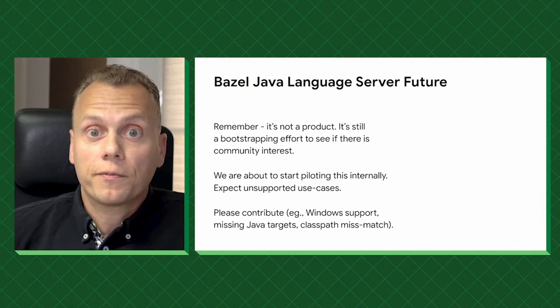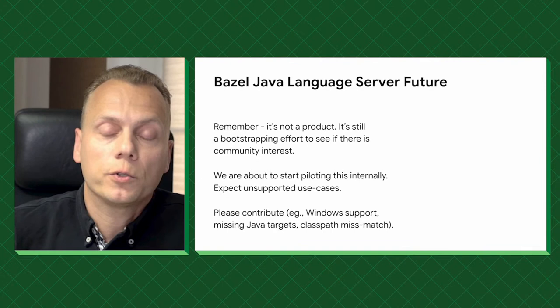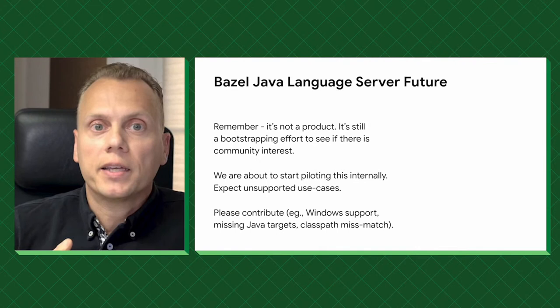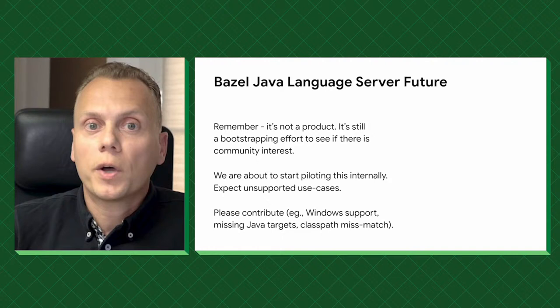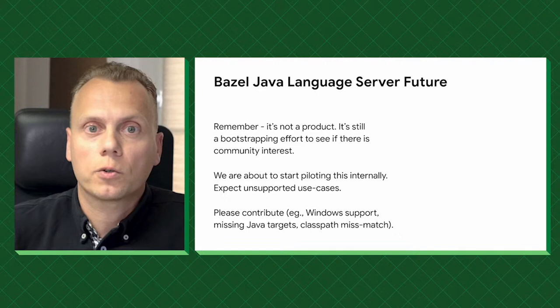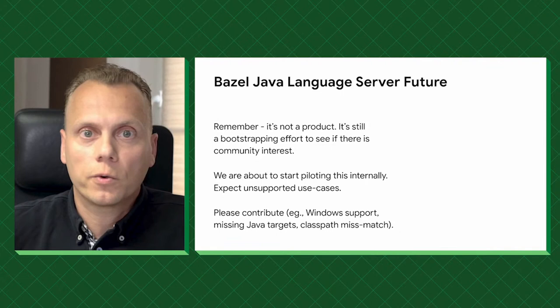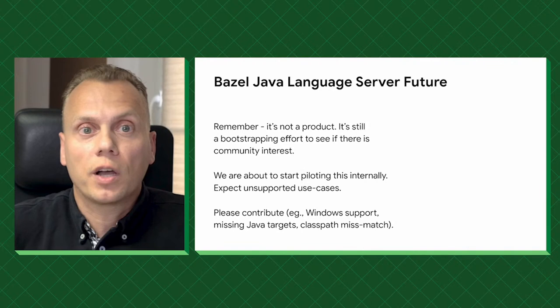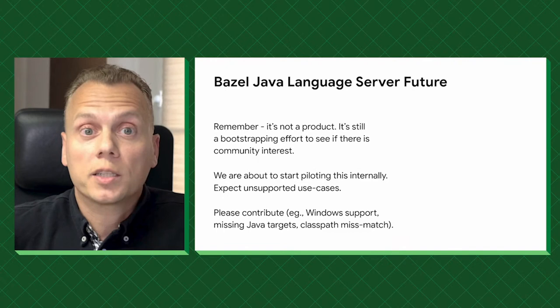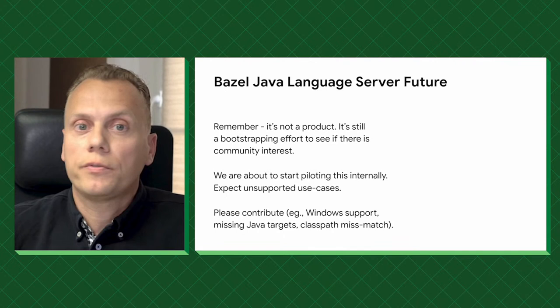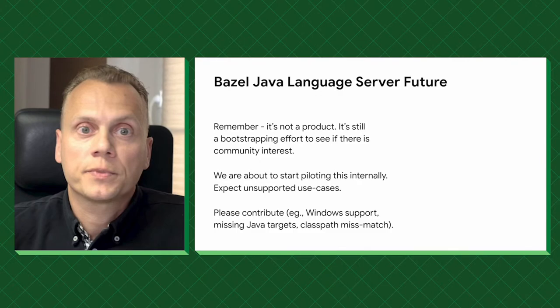The other thing that we're looking at in the future for the Bazel language server is that we want your feedback. If this is useful, if there's interest in the community in this effort, if there's someone interested in moving this forward with us, then we're totally open to collaborating on this. Specifically, there are things like Windows support that we're not testing the language server with. Also, if you have more complicated Java-based projects, we want to hear from you and possibly see your contributions, how the class path is working out for you, or if you're experiencing a lack of support for specific situations.